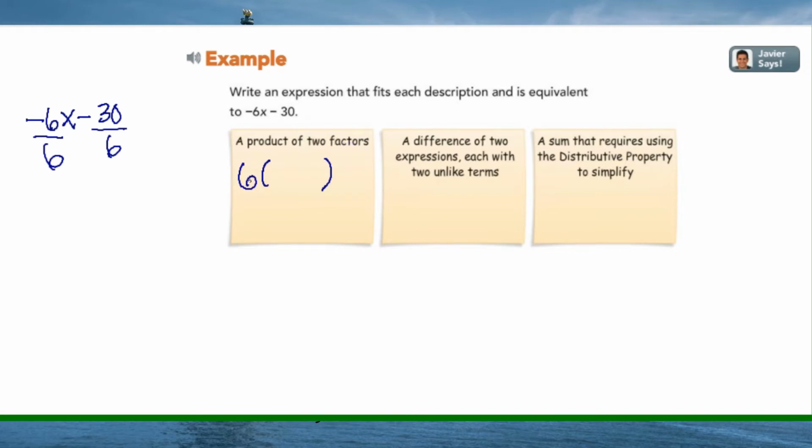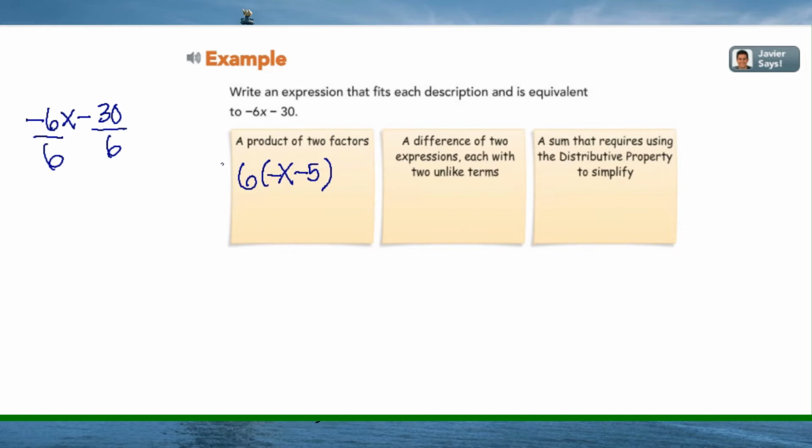So remember, you put your greatest common factor, or whatever you factor out, outside of the parentheses, and to know what goes inside, you just divide by whatever you factored out. So in this case it was 6. Negative 6x divided by 6 is negative x. Negative 30 divided by 6 is negative 5. So then you check and make sure it equals negative 6x minus 30. 6 times negative x is negative 6x, and 6 times negative 5 is negative 30.